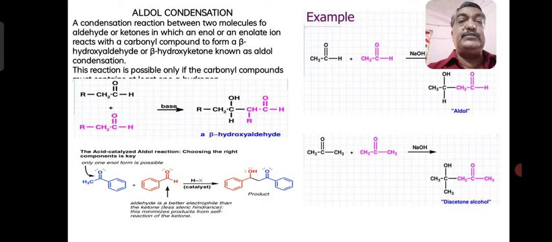What is aldol condensation? When an aldehyde, particularly benzaldehyde, is treated with another molecule of aldehyde or ketone in the presence of a base, two aldehydes, or two ketones, or one aldehyde and one ketone combine to give an addition product. The addition product is known as an alpha beta hydroxy aldehyde or ketone. So this reaction is known as aldol condensation.